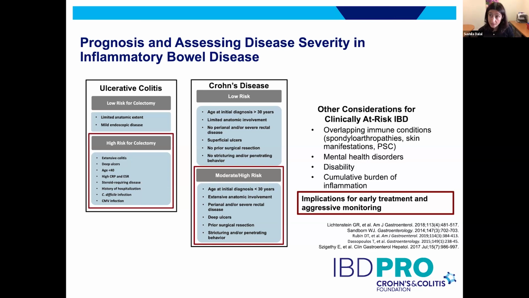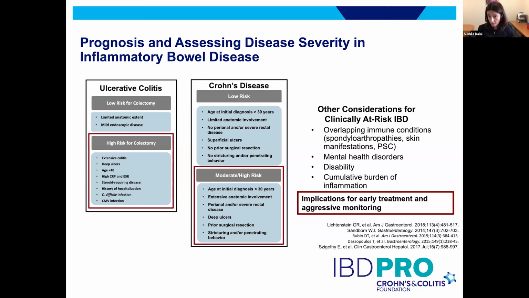In Crohn's disease, the things that are lower risk are older age at diagnosis, more limited involvement, no perianal disease, more superficial ulcers, no prior surgeries, no strictures, no penetrating behaviors like abscess or fistula. The higher risk patients are then sort of the opposite: the younger patients, the ones that have more bowel involved, that have perianal disease, that have had deep ulcers, that have had complications that have led to surgery.